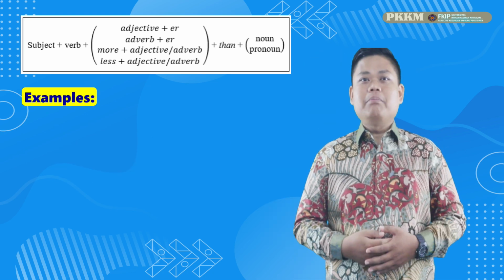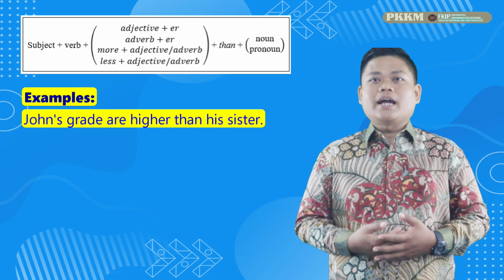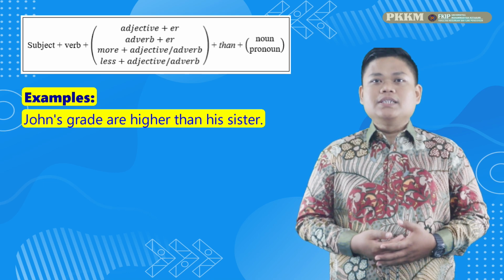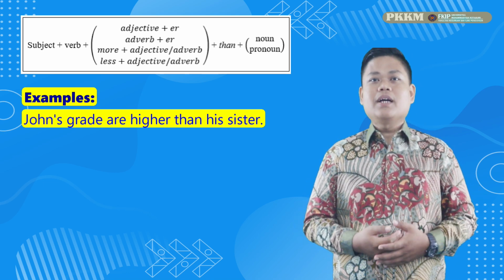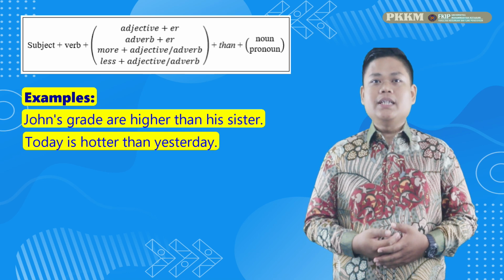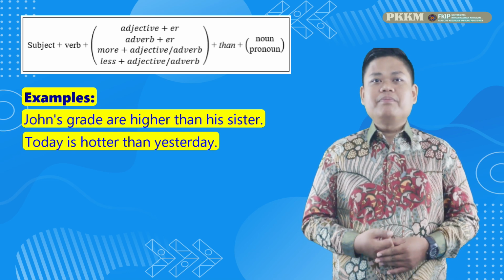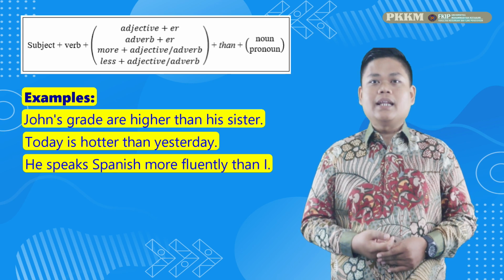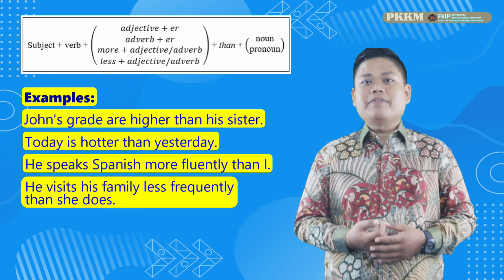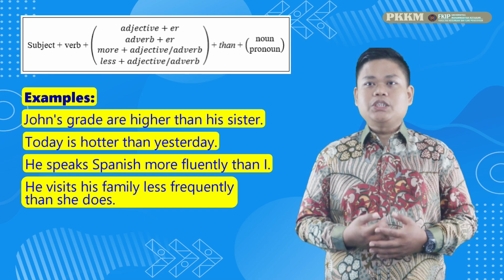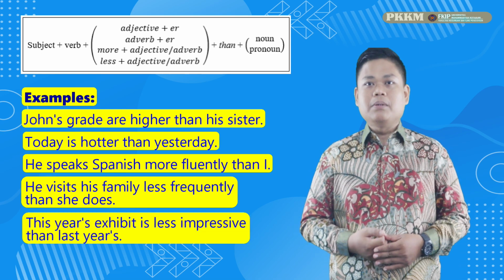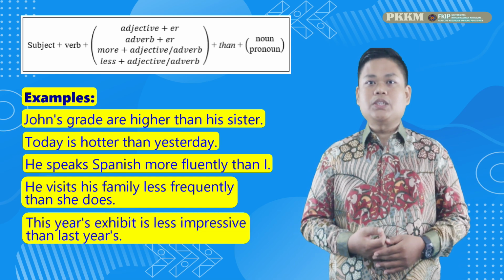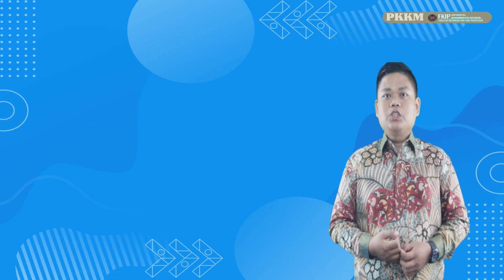This is another example. John's grades are higher than his sister's. This is adjective. And the second one, today is hotter than yesterday. The next one, he speaks Spanish more fluently than I. He visits his family less frequently than she does. This year's exhibit is less impressive than last year's. The next one is in the superlative.